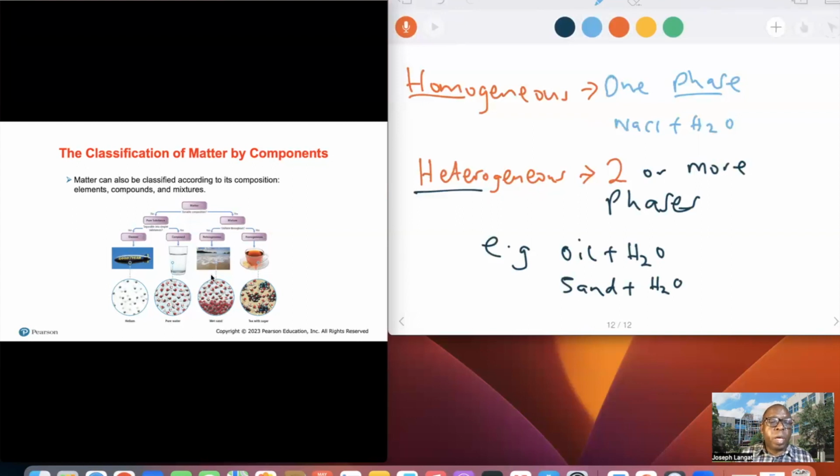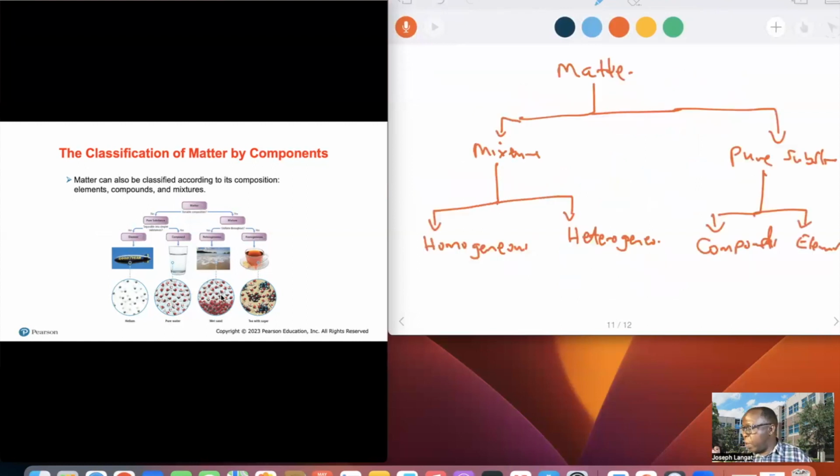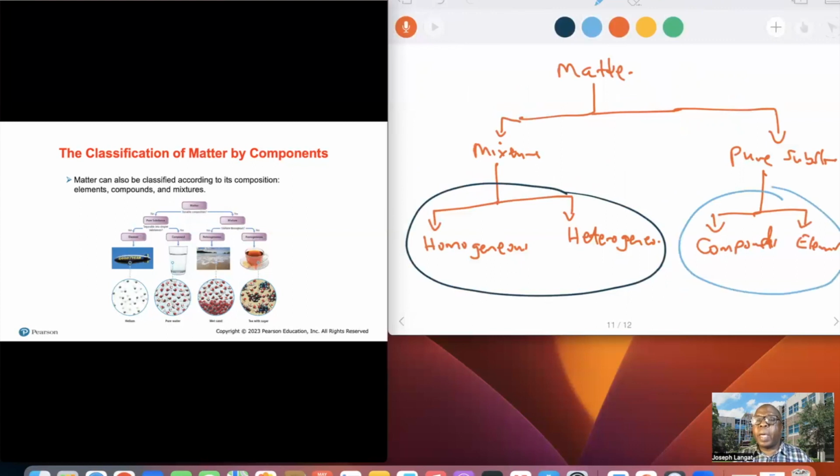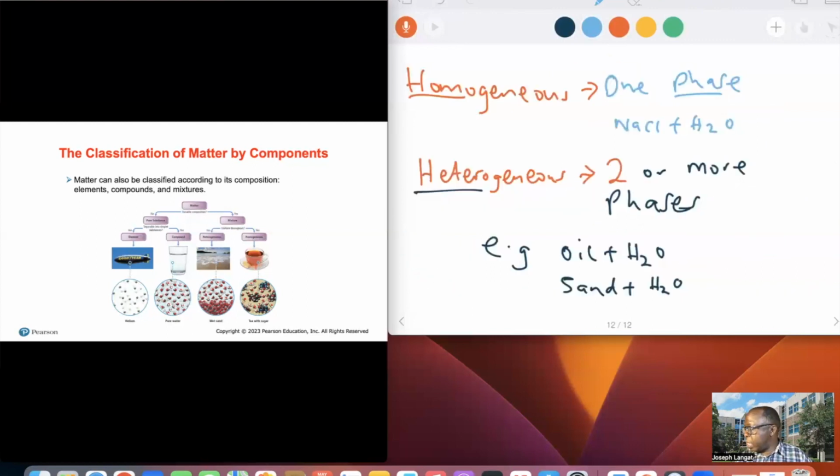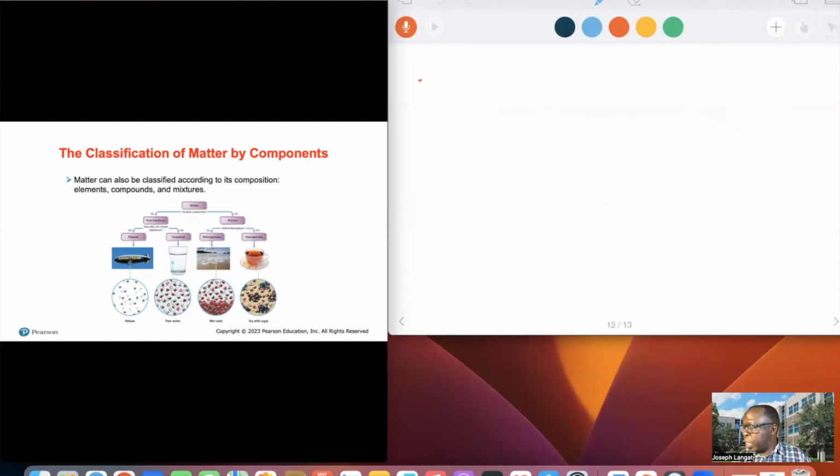I was just looking at this side of the flow chart. You should be able to give examples of heterogeneous and homogeneous. If I were you, I would make my notes and try to understand the difference between those two terms. Let's look at this right here: elements and compounds.